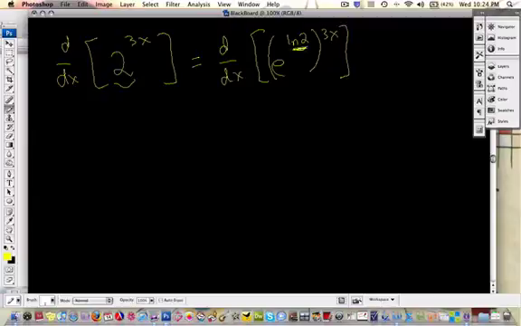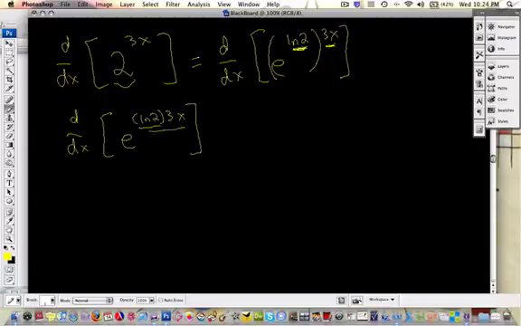Remember, ln 2 is just a constant. And remember the rules of exponents: if I have an exponent raised to another exponent, I can just multiply the two. So this becomes e to the (ln 2) times 3x. I'm always careful to write the ln 2 in parentheses so that it doesn't look like the 3x is inside the ln, because it's not. ln 2 is just a self-contained number. Just think of it like a 5 or something like that.